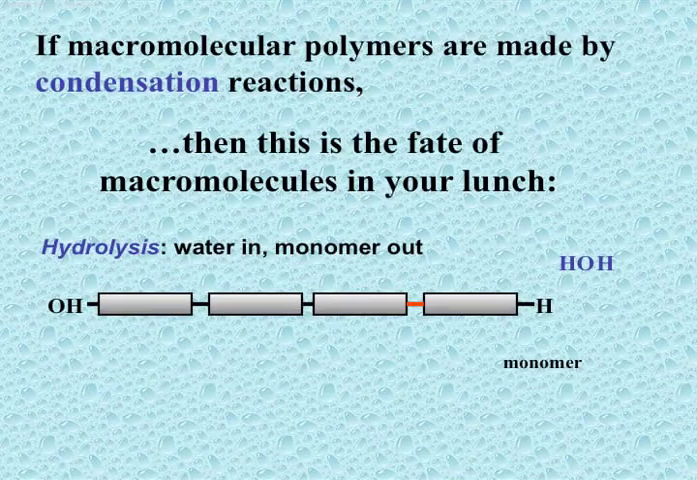If you click one more time, you go to the next slide, and it's now introducing the second component of this. If macromolecules are made by condensation reactions, you can click again. Then this is the fate of the macromolecules in your lunch, and this then is the hydrolysis, the breakdown of the monomers. So if you click one more time, you'll see the animation. We've already seen this in my PowerPoint slides, but now it's what I'm talking about in class.